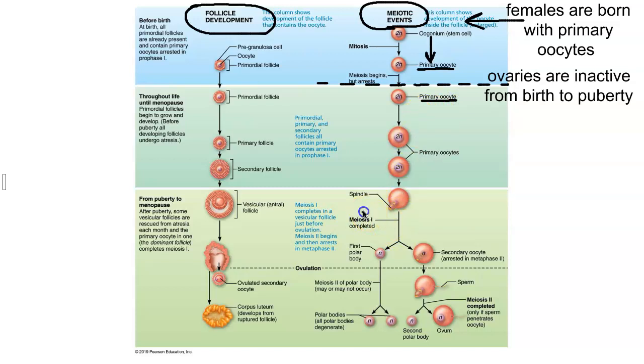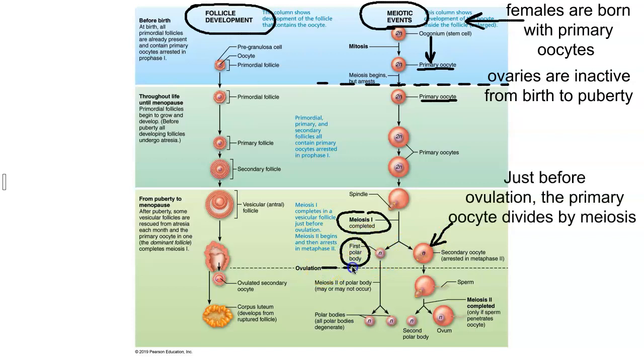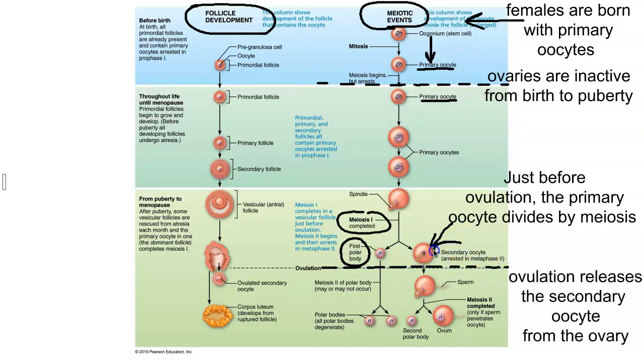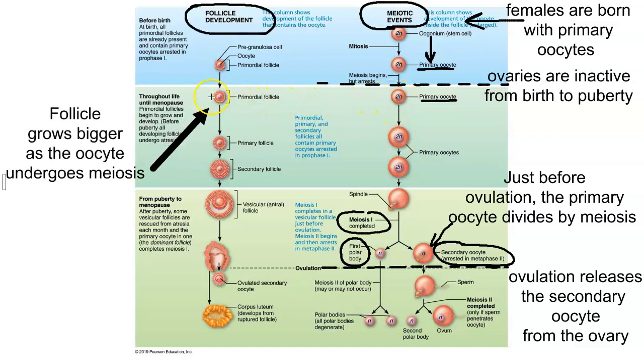That first meiotic division that gives rise to the secondary oocyte and the first polar body occurs just prior to ovulation. And so ovulation is the release of the secondary oocyte. Notice that at puberty, when some of the primary oocytes start to continue in meiosis, the cellular package, or in other words, the follicle, will also start growing and getting bigger and more complex. So let's take a closer look at the changes that the follicle goes through.